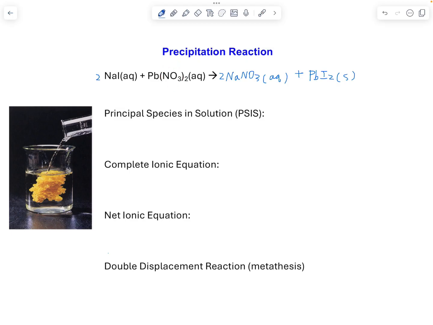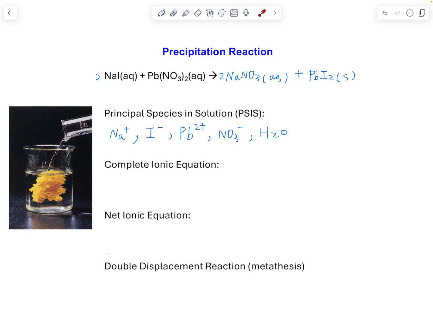Therefore, before the reaction starts, the principal species in your solutions are sodium cation, iodide anion, and lead cation. Lead has a 2+ charge because nitrate has a minus charge, and 2 nitrate and 1 lead form this ionic compound. And then you have this nitrate. These are your principal species in solution in water. Of course, there's water here because the reaction is happening in aq, which stands for aqueous, meaning in water solution.